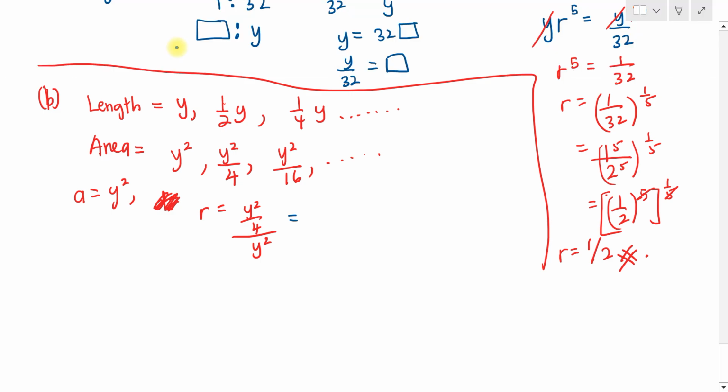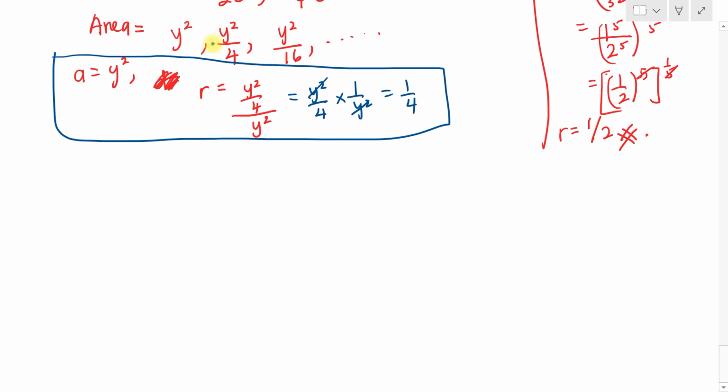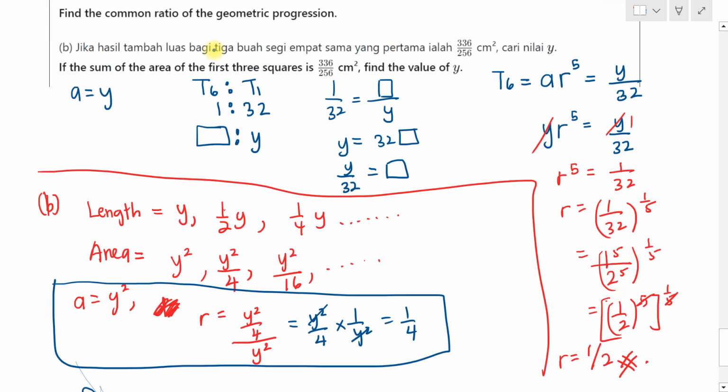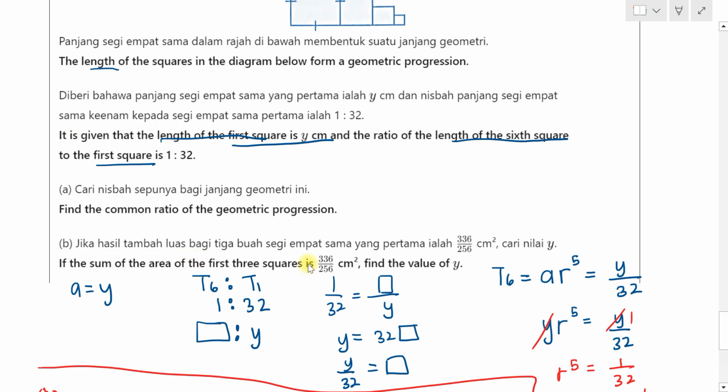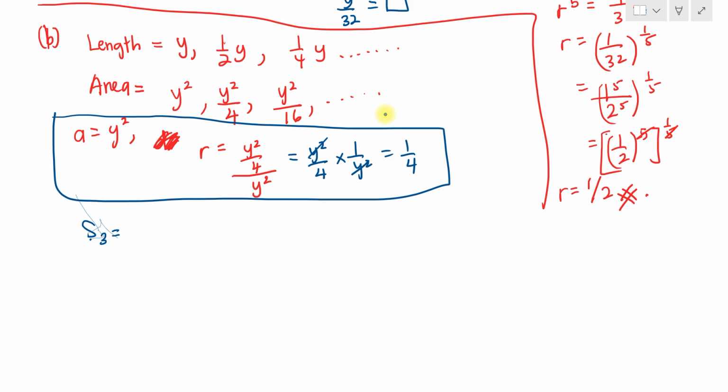So this is equal to y square over 4 multiplied by 1 over y square. Cut, we get 1/4. Okay, you need this information first. Now calculate this. We already created the progression in terms of area. So S3 is the first three terms of the squares, 336 over 256.